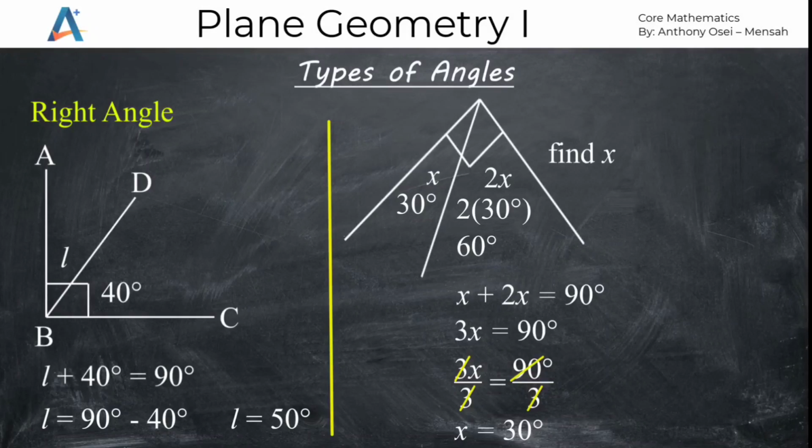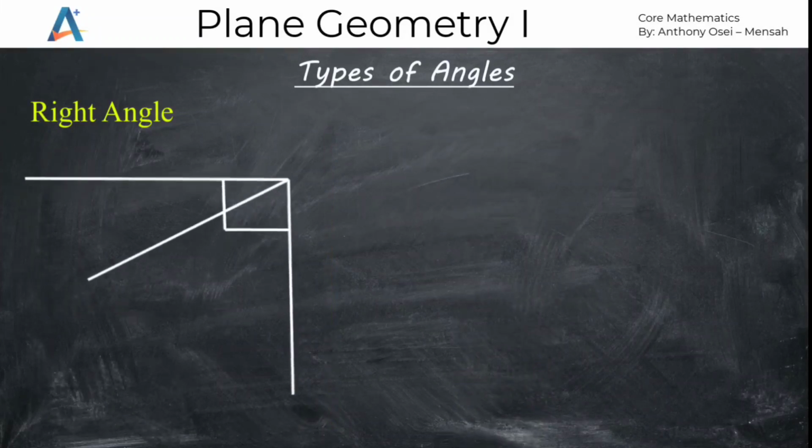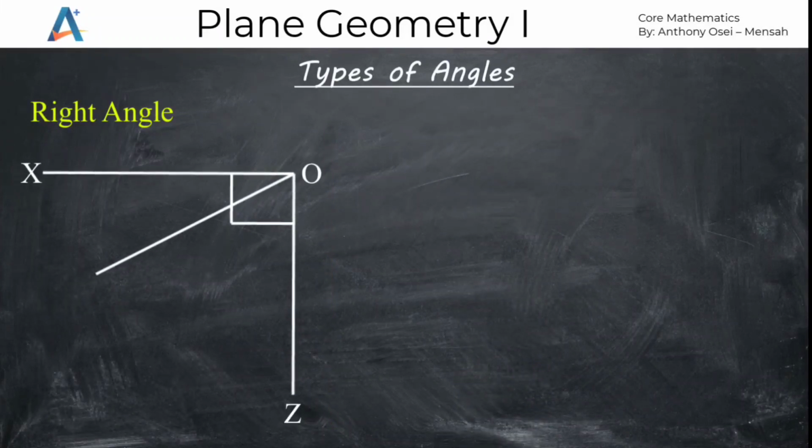Let's take another example. This will be our third example for the right angle. Now in this diagram, XOZ is a diagram with XO as one line, OY as another line, and OZ. Now the angle XOZ is 90 degrees, but angle XOY is R and angle YOZ is 70. Now it is clear that when we add R and 70, we will get 90 degrees. So R plus 70 degrees is equal to 90 degrees.